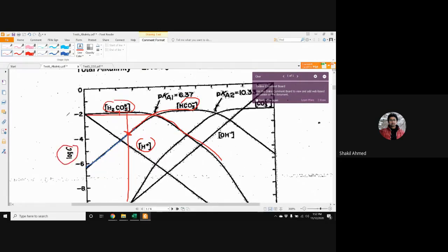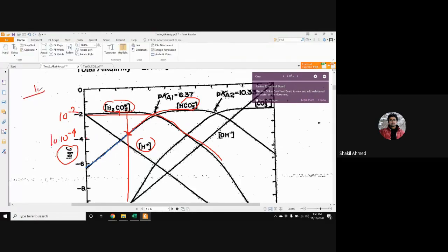This is 10 to the power minus 2, and this is 10 to the power minus 4. Log 10 to the power minus 4 is minus 4. Log 10 to the power minus 3 is minus 3. So basically, 10 to the minus 2 versus 10 to the minus 4, how much? 100 times. Am I right? So this is very high concentration relative to the others.